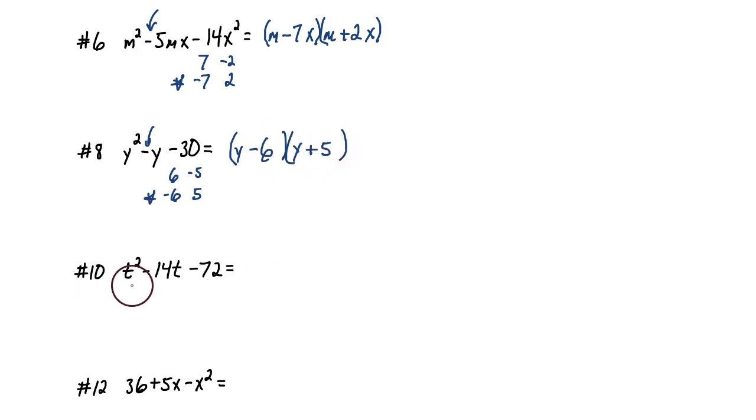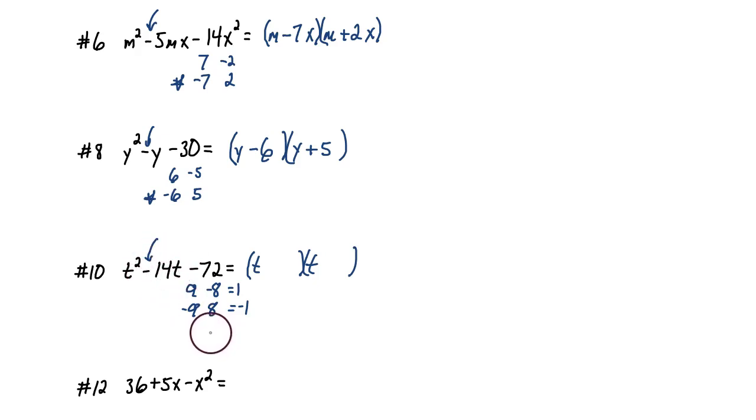Number 10, there's no greatest common factor, and it's not a perfect square trinomial. But let's try factoring the trinomial with FOIL. T times t is t squared. Now we need two numbers that multiply to negative 72. One is 9 times negative 8, or negative 9 times positive 8. 9 and negative 8 combine to 1, and negative 9 plus 8 combines to negative 1. Neither of those is correct. We're trying to make negative 14.